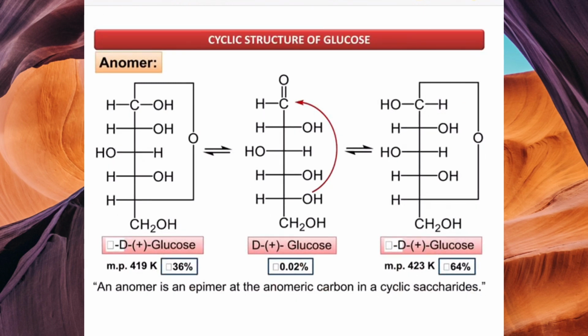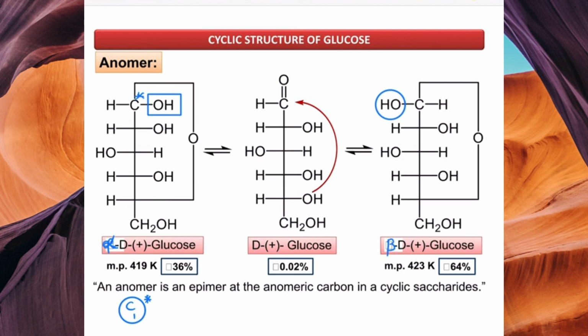And cyclic structure of glucose. One more important point, what are anomers? Anomers is nothing but a pair of carbohydrates which differ in their configuration at C1 carbon. You see, this is the first carbon. If the OH group is on the right hand side, we are calling it alpha D glucose. If it is on the left hand side, we are calling it beta D glucose.